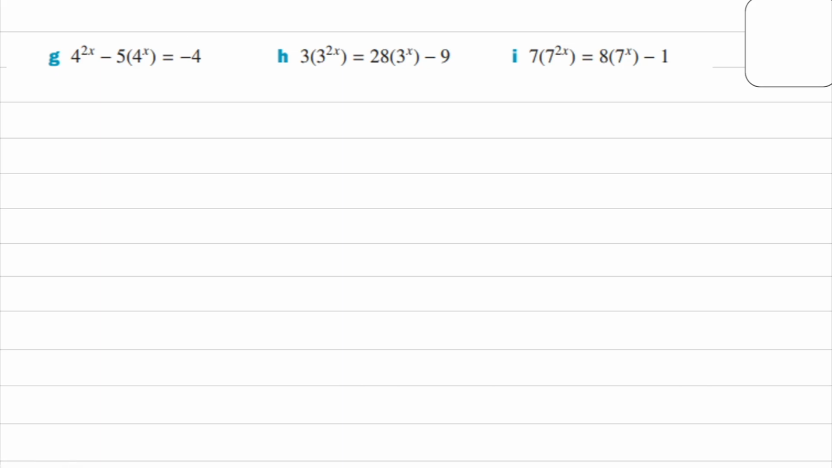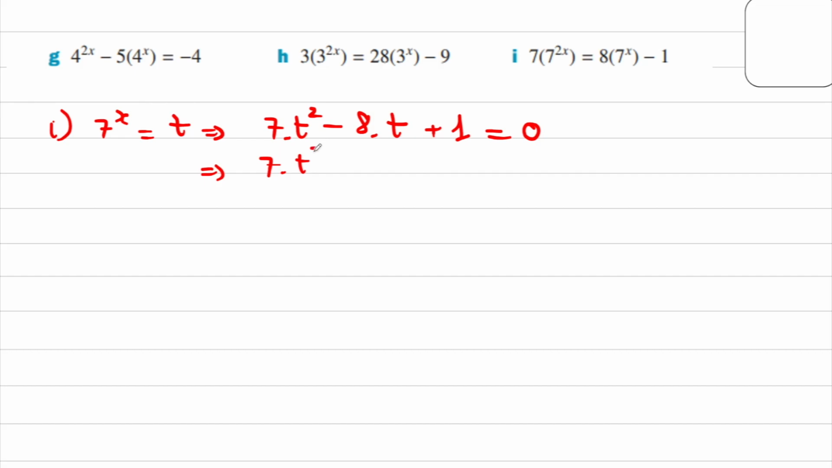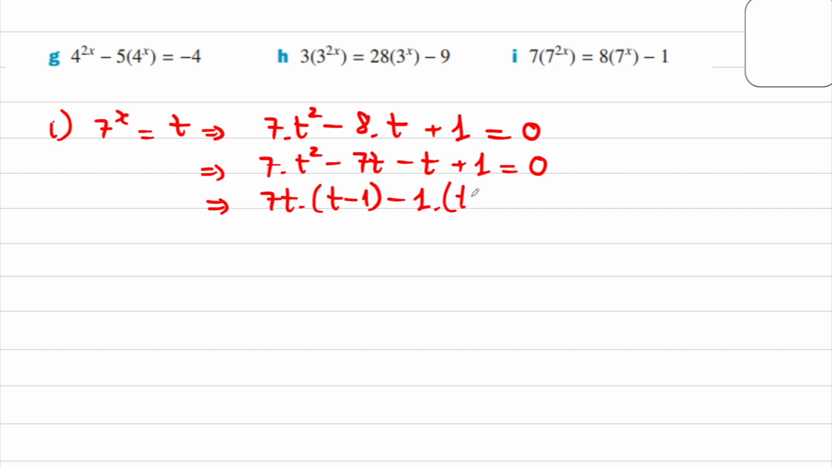Okay, the last one. For question I now, 7 to the power of x equal to t. And 7t squared now minus 8 times t now plus 1 now equal to 0. And 7t squared minus 7t minus t plus 1 equal to 0. 7t will be taken outside, t minus 1. Take minus 1 outside for the second term you got here. And then factorizing now, t equal to 1.